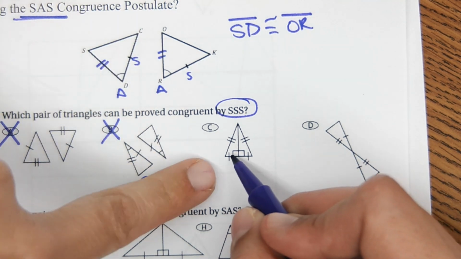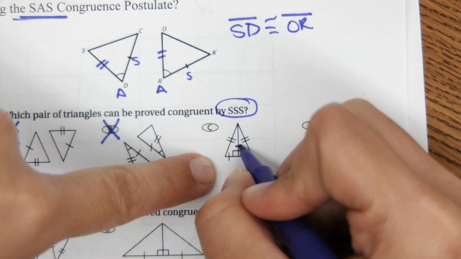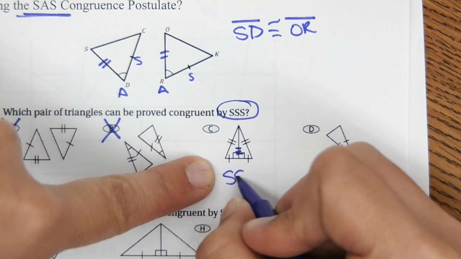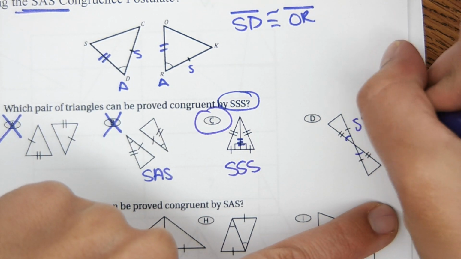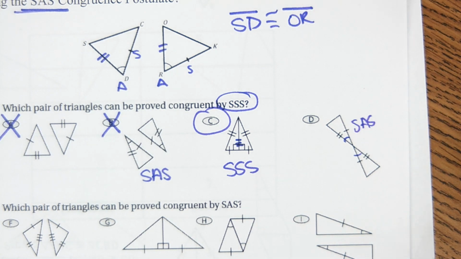And then C for side, side, side. The shared side is in common, so that one does have side, side, side. It's probably this. And then D, you have side angle side, but not side, side, side.